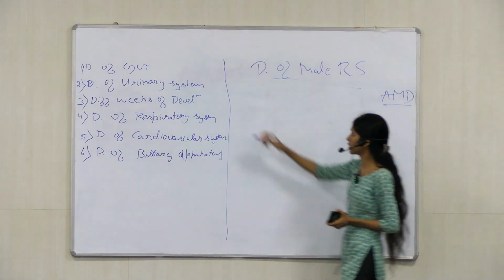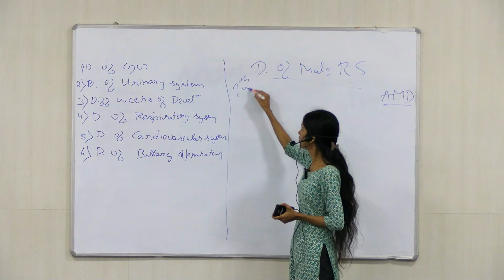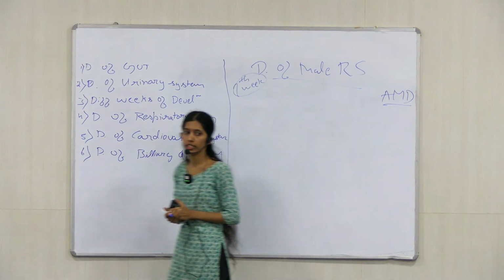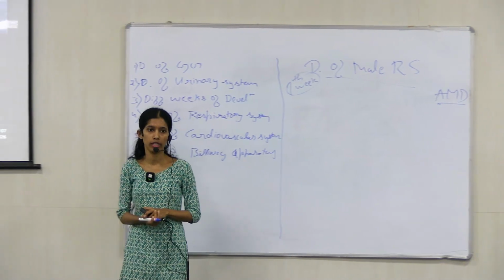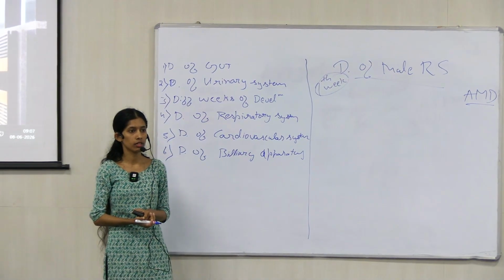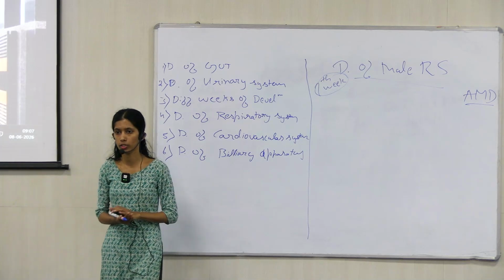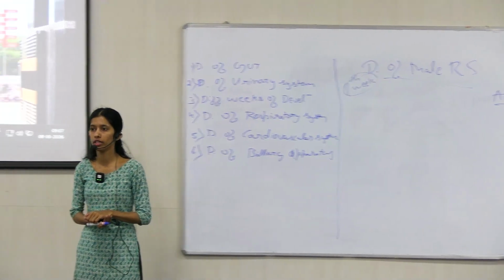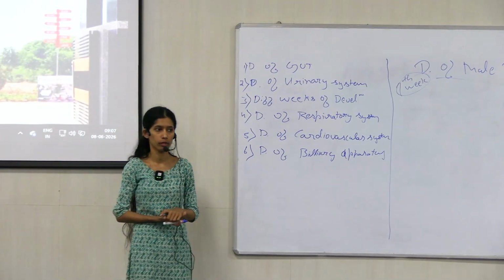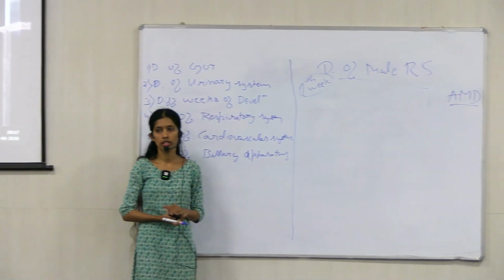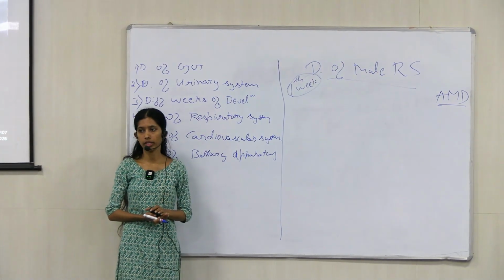Until the 7th week, the development will be similar in both the male and female embryos. By the 7th week, there will be development of the genital system and it will start showing whether the embryo will develop into a male baby or a female baby. After the 7th week only, we can identify the gender of the developing embryo.